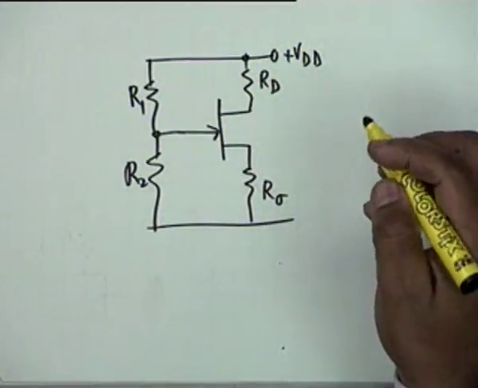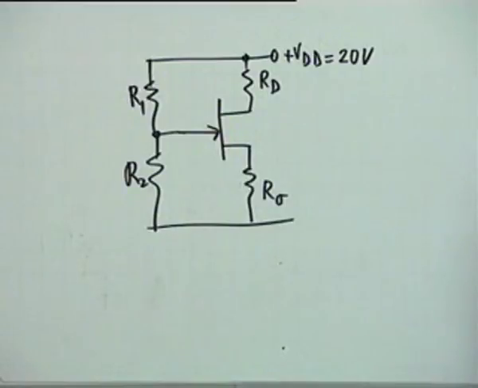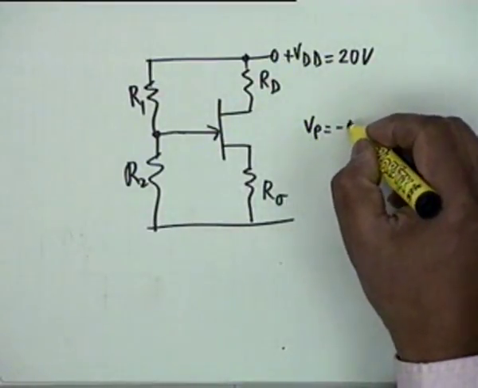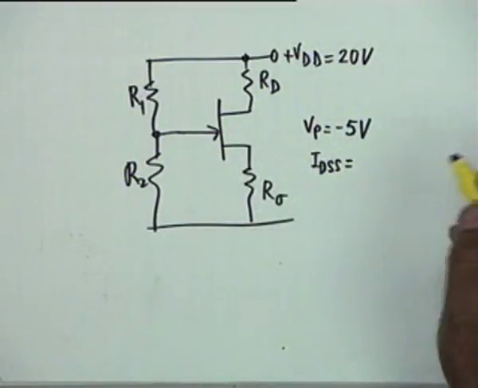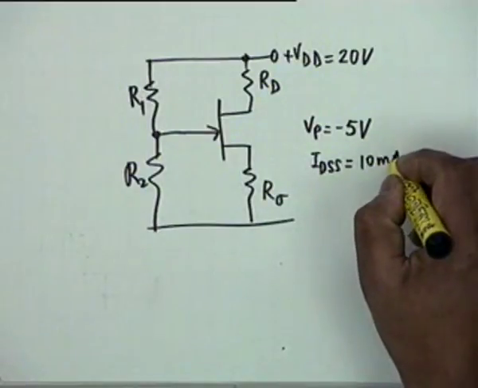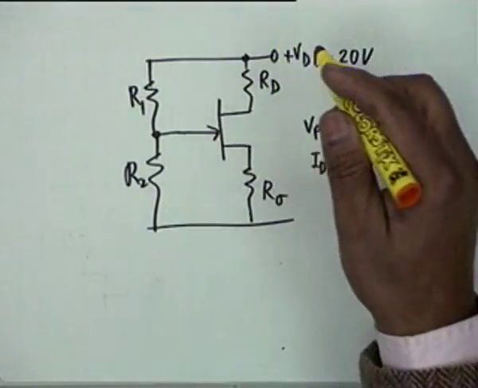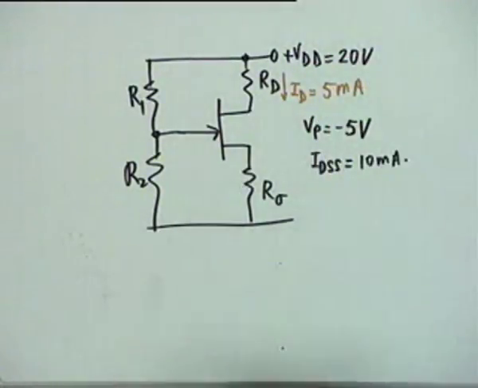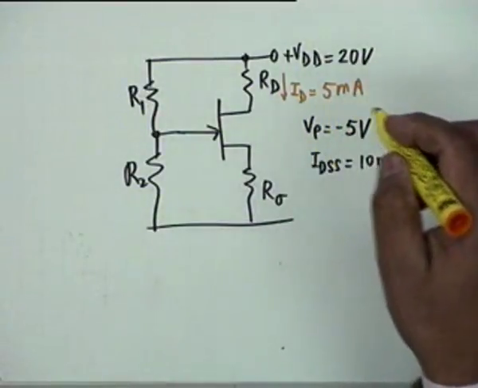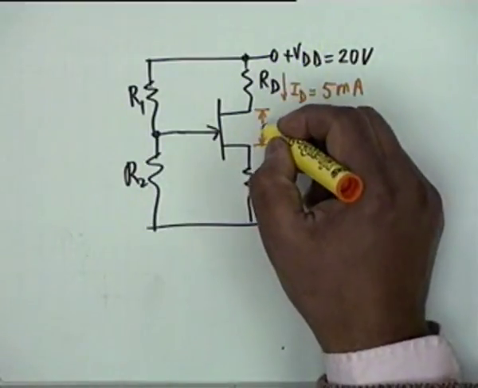What is given is VDD equal to 20 volts. VP is given as -5 volt, and IDSS, the drain saturation current, is given as 10 milliamperes. Okay, what you want is to design this circuit such that ID, the drain current, is 5 milliamperes, and VDS is equal to 10 volt.